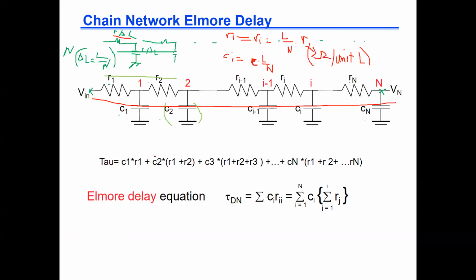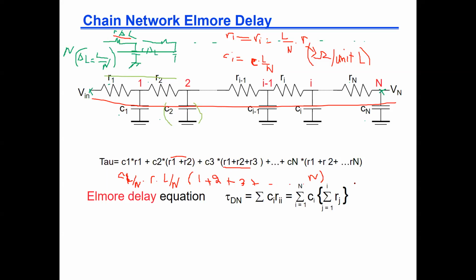Then this equation will be c times Ci, which is c times L over N, sorry, let me type it well, over N times r times L over N, where c and r are per unit length, multiplied from the first component by 1, the second component is 2r, so they are multiplied by 2, the third component multiplied by 3, and in the last component they are multiplied by n.